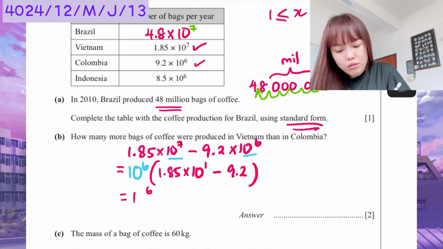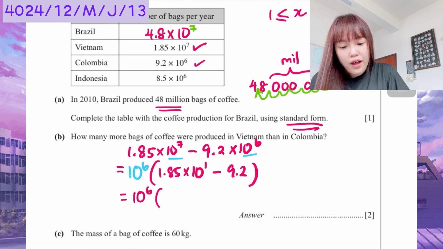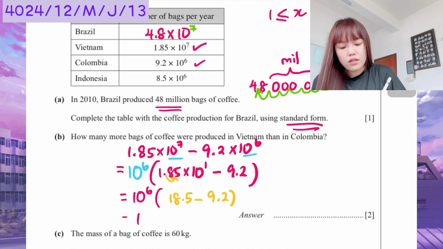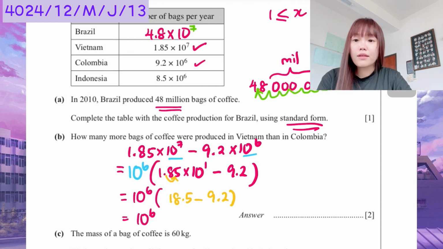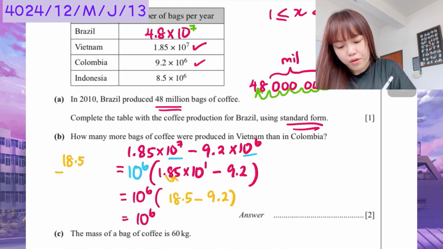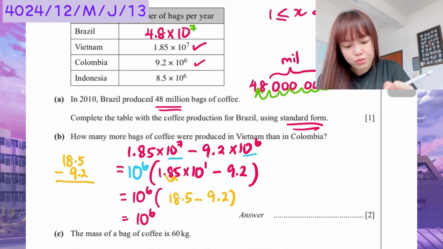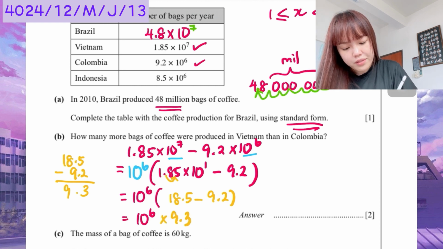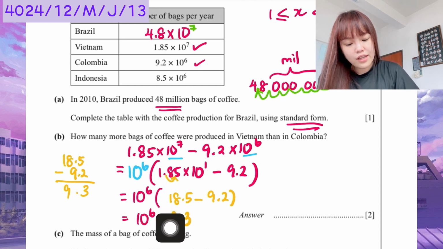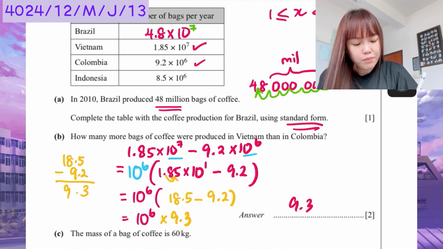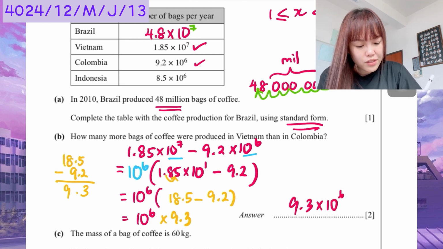Okay, so here 10 to the power of 6, bracket, or you times. This 1.85 times 10 is 18.5. I minus with 9.2. Okay, so this one here, you can minus 18.5 using the working. So 18.5 minus 9.2 is 9.3, okay, so times 9.3. So it's already in standard form, less than 10. So 9.3 times 10 to the power of 6.